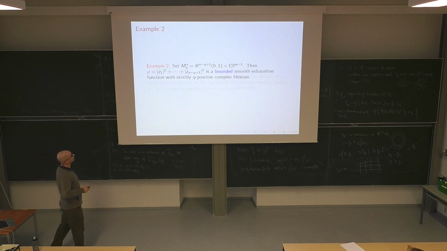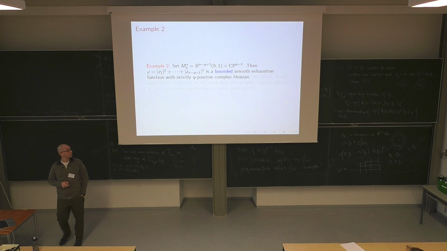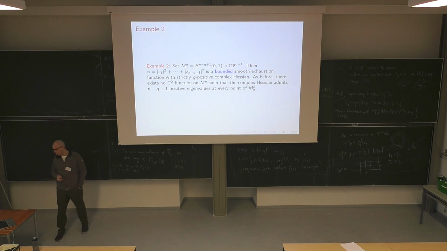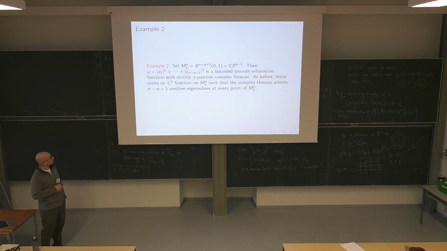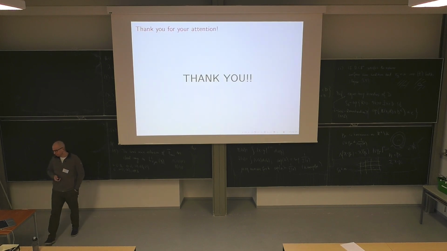If you want a bounded example, then you could just take the unit ball cross CP^{q-1}, and now we have a bounded smooth exhaustion function that's strictly q-positive, and there does not exist a C^2 function such that the complex Hessian admits n minus q plus 1 positive eigenvalues at every point. Okay? I think I'll stop here.